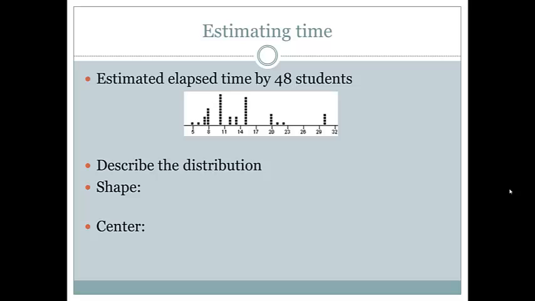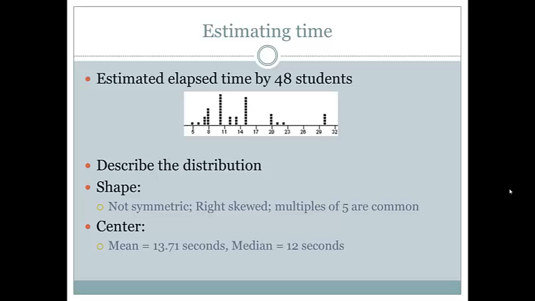There are 4 characteristics to look at: shape, center, variability, and unusual observations. Let's start with shape. This is not symmetric. We would call it a right-skewed distribution, and we might go on and also talk about the fact that multiples of 5, like 5, 10, 15, 20, 25, 30, are common guesses in this data set.